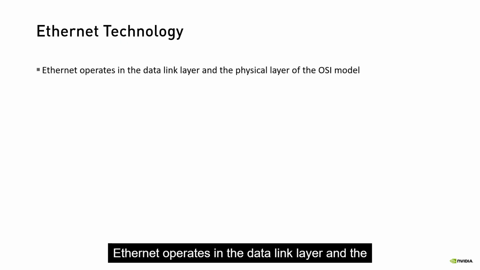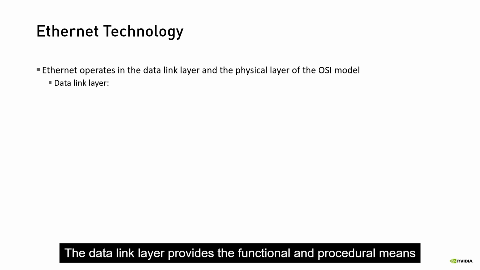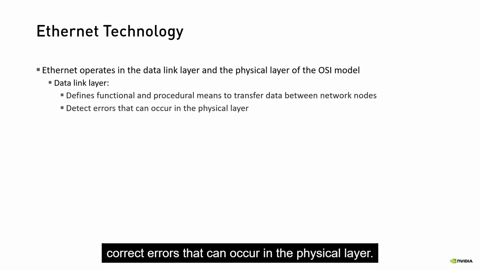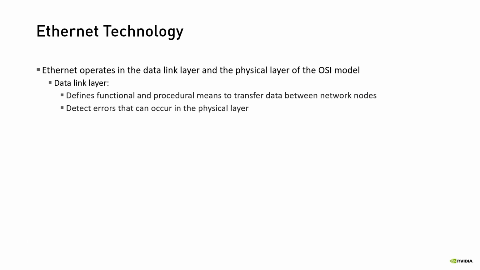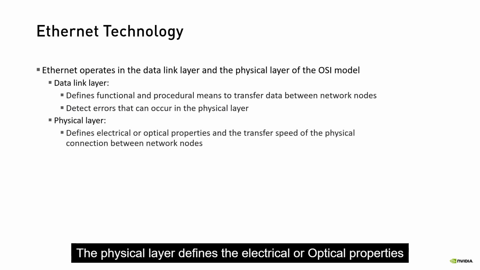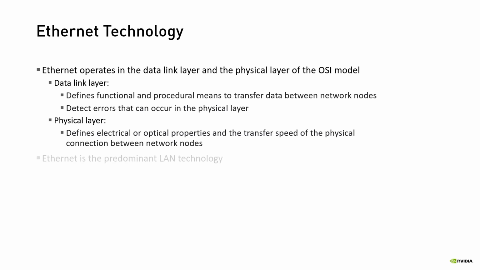Ethernet operates in the data link layer and the physical layer of the OSI model. The data link layer provides the functional and procedural means to transfer data between network nodes and the means to detect and possibly correct errors that can occur in the physical layer. The physical layer defines the electrical or optical properties and the transfer speed of the physical connection between network nodes.